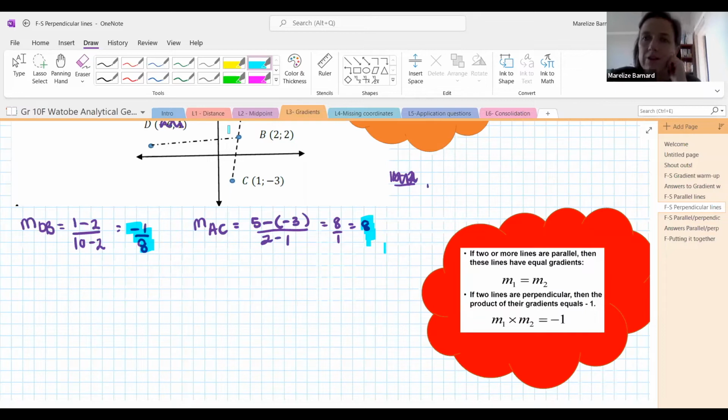What do you guys notice about the two numbers? I mean, they're quite interesting numbers, actually. 8 and -1/8. You are right, the lines are perpendicular, but why are they perpendicular? Not all lines with gradients that aren't equal are perpendicular, hey? Ah, nice, I like that word. They're reciprocal. That is the word I was looking for. Well done. Reciprocal.